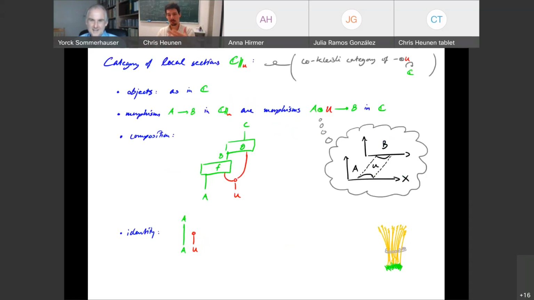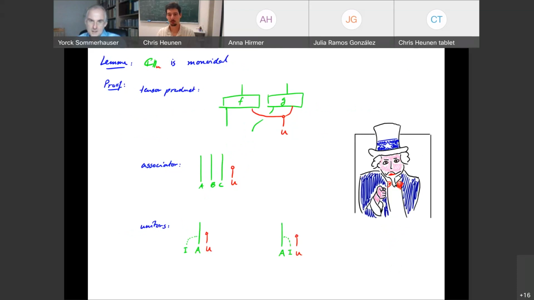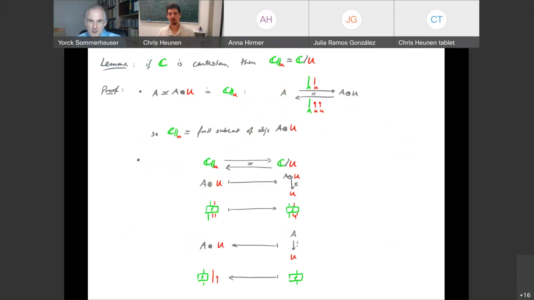Right, so given a central idempotent U, we've defined this small category of local sections, and it's not just a category, it's monoidal. Now, just as an intermezzo, if the category we started with had not just tensor products but actual Cartesian products, then this small category C restrict U is in fact equivalent to the slice category C over U that we talked about at the very beginning. So the objects here are maps into U, and the morphisms are commuting triangles.